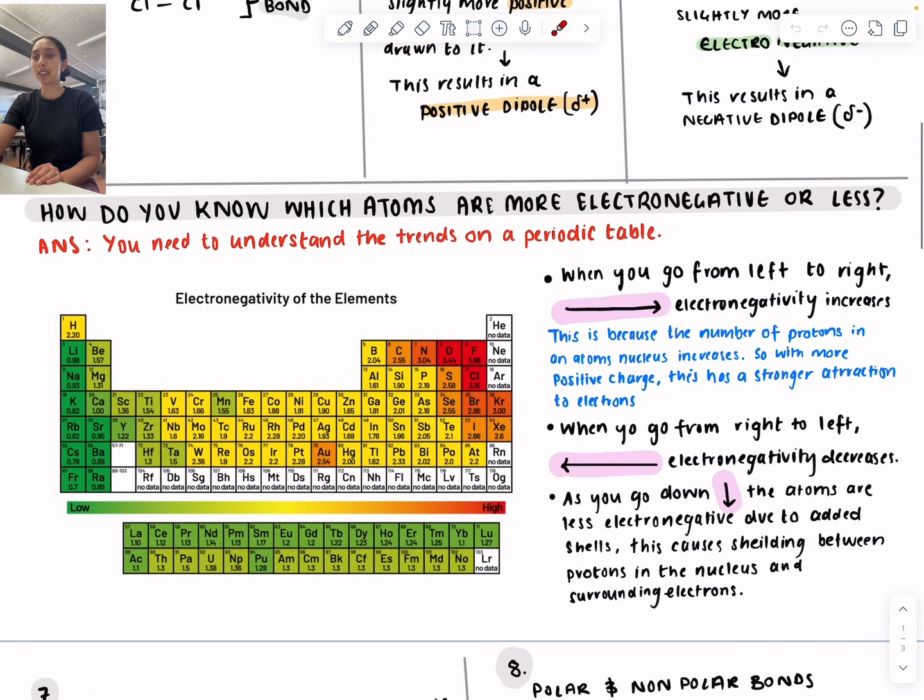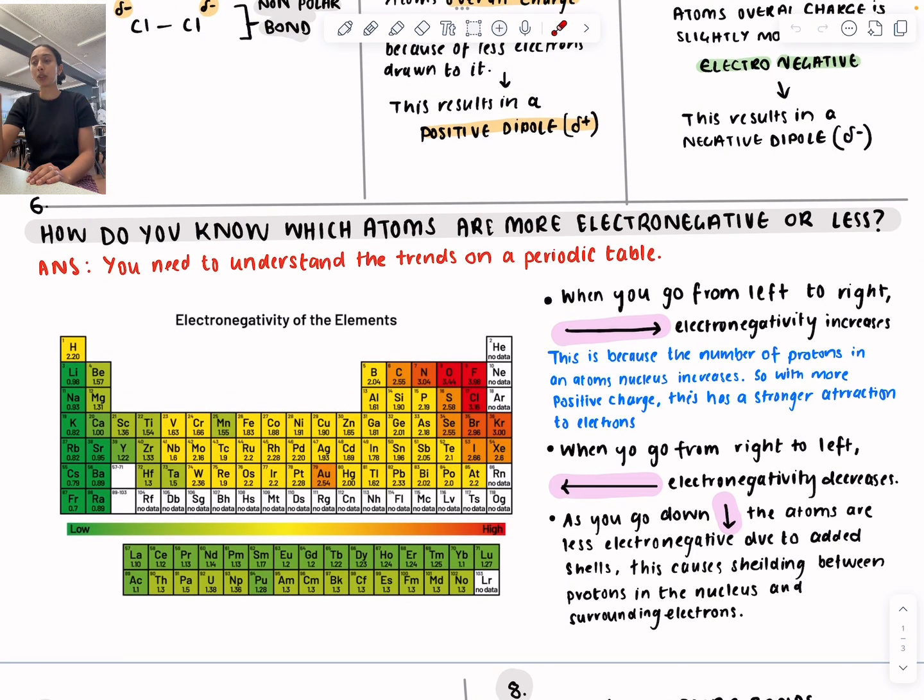Anyways, so the answer to that question is, in order to understand what's electronegative and what's not, you need to understand the trends on the periodic table. And so I've highlighted just a few to sort of uncover and unpack that question. Basically, if we look at this first bullet point, anytime you're going from left to right, when you're going in this direction, can you see how it's getting warmer? It's got these warm colors. When you go from left to right, you are increasing in electronegativity, okay?